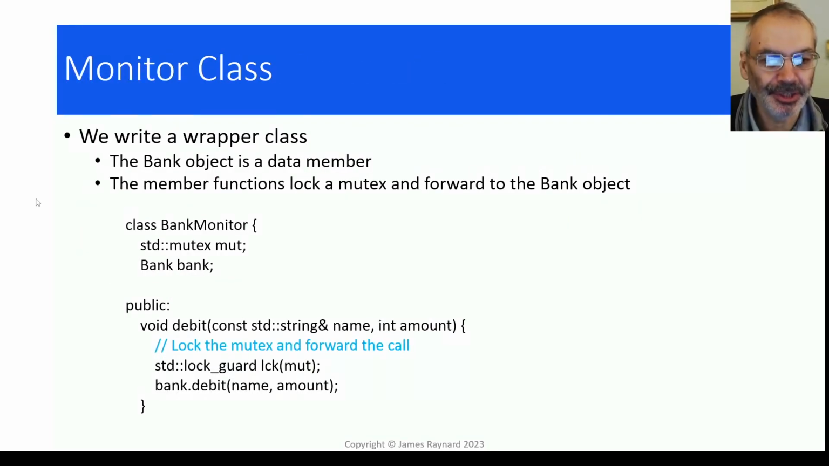The slightly better solution is to move the mutex and the locking code out of the class and into a wrapper. We have a class which has the mutex as a member and an object of the bank class, and then this will have the same interface as the bank class. The public member functions will call the member function of the bank with the same argument, but they lock the mutex first.